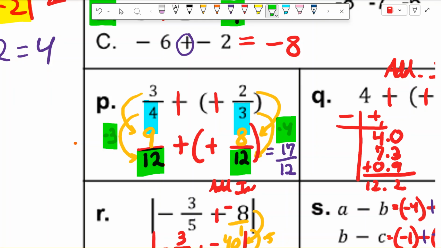That's the top number. Then we used additive inverse. See it happening right here? I brought it down, additive inverse. I brought down all the symbols. Now our denominators match, so I add the top numbers. 9 plus 8 is 17/12. Right here.